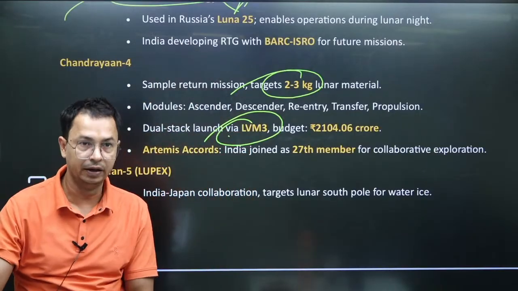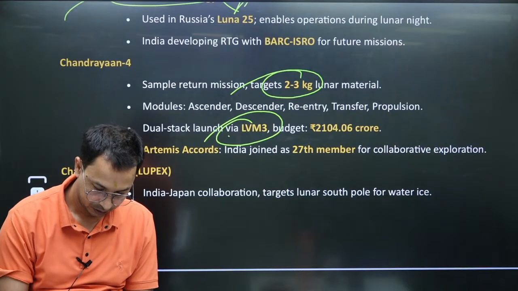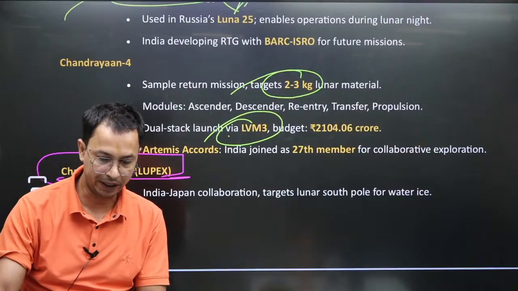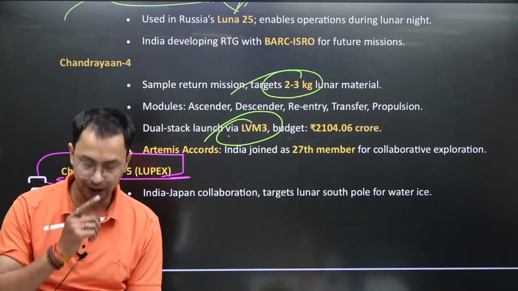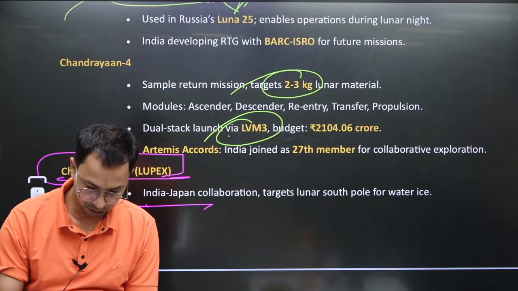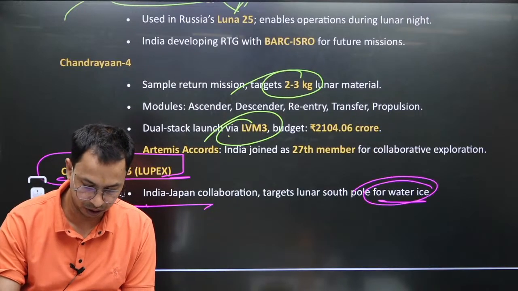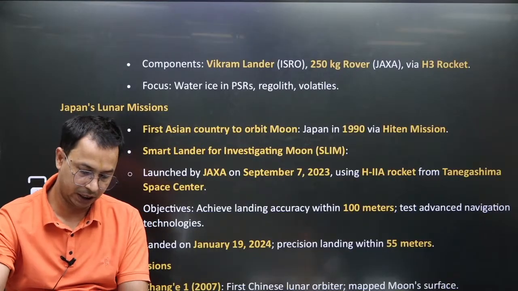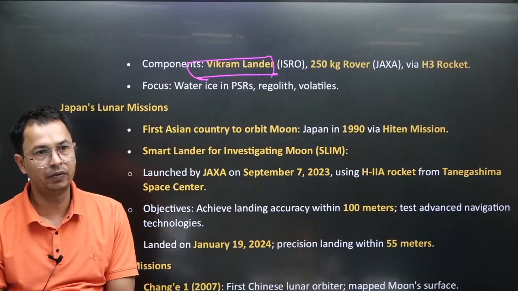Then we have Chandrayaan 5. Previously it was also known as the LUPEX mission. The LUPEX mission is renamed as Chandrayaan 5. LUPEX is a mission with India and Japan. It will search for water ice at the south pole of the moon. In the LUPEX mission, what is the speciality? The lander will be made by ISRO, that will be the Vikram lander.